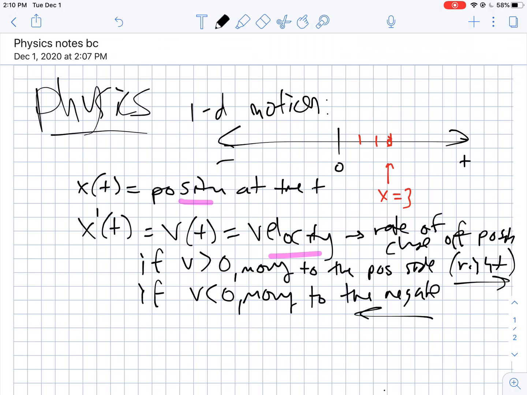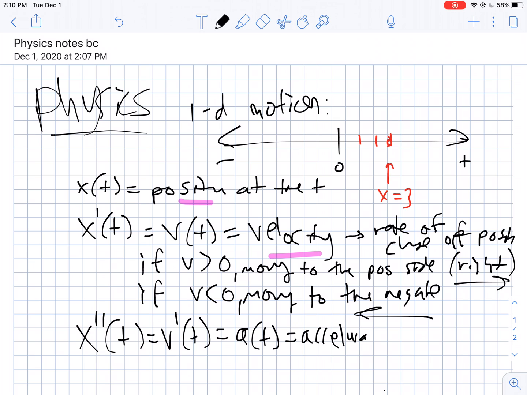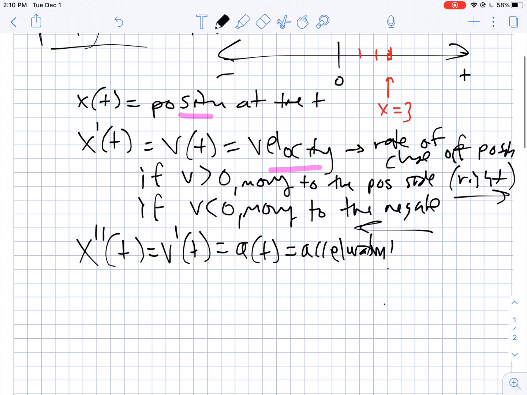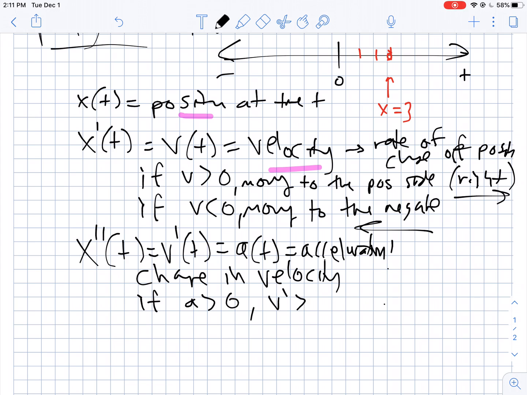The next thing we did was talk about one more derivative. The second derivative of position, or the derivative of velocity, we call a of t, and that was our acceleration. And acceleration was our change in velocity. So if your acceleration is positive, that means that v prime is positive. That means that my velocity is increasing. It has a positive derivative.